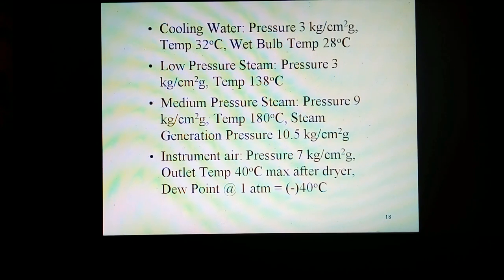Instrument air at a pressure of 7 kilograms per square centimeter gauge and at an outlet temperature of 40 degrees centigrade maximum after dryer. Dew point at 1 atmosphere pressure should be minus 40 degrees centigrade. These are required in different plants for different equipment. The requirement for each equipment for each utility should be calculated in the form of table below in different sheets. These are then added for the individual plants. When requirement for each plant is worked out, it is added to get the total requirement.